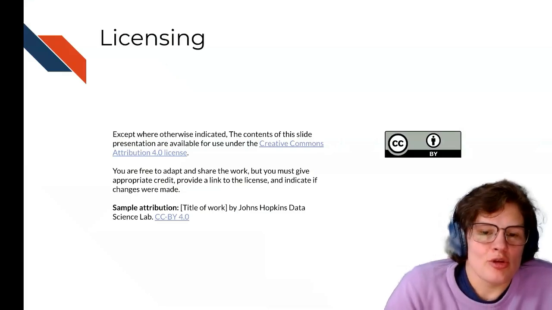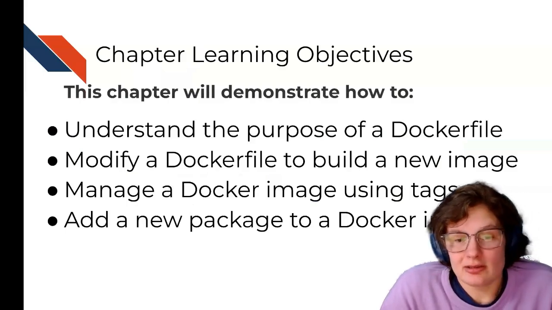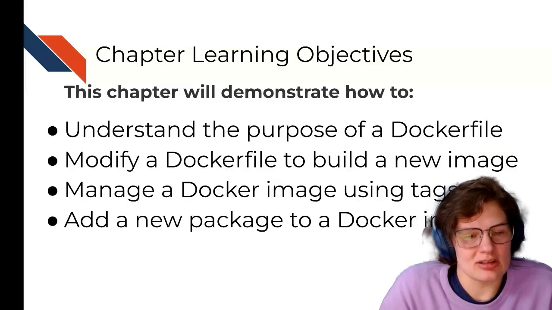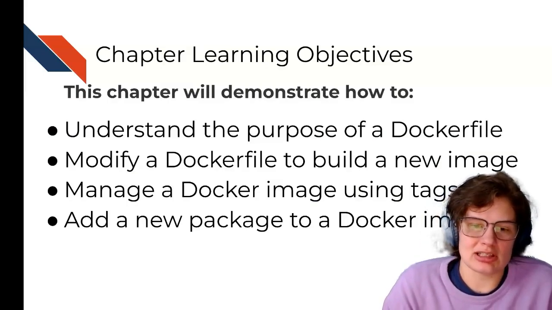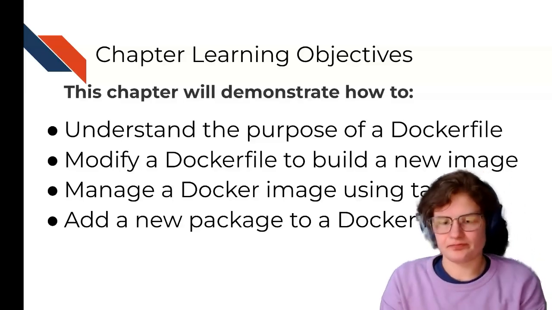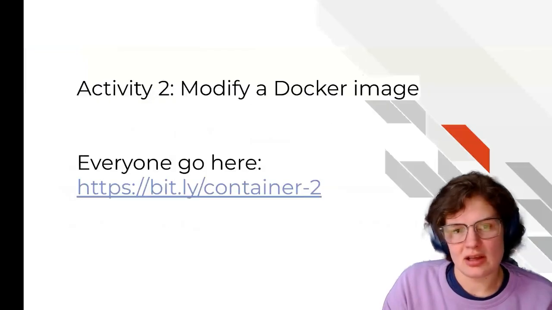Okay, so for this chapter, we're going to try to understand the purpose of a Dockerfile. We're going to try to modify a Dockerfile to build a new image. We're going to learn to manage a Docker image using tags and add a new package to a Dockerfile. All right, so in this activity, we're going to modify a Docker image. You can go to the link for the activity.